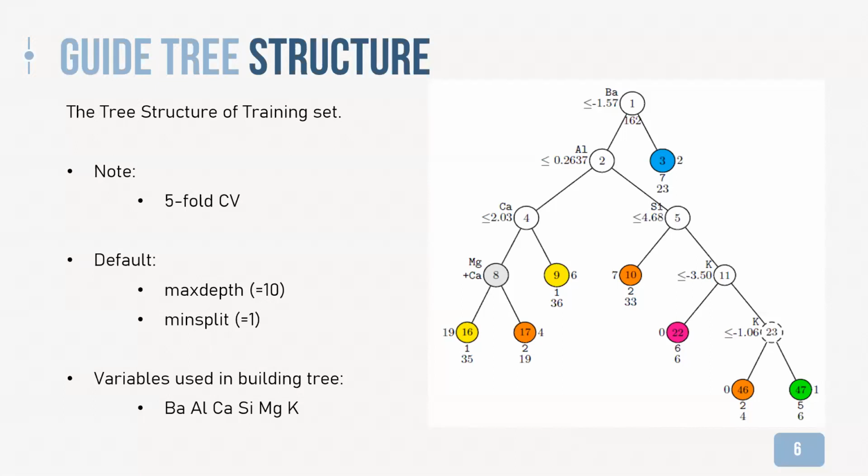And from the tree structure, for the node, if the condition is true, it will go to the left, and if it's not true, it will go to the right for further decision node and decision splitting. And there's one thing to note from this tree structure generated by GUIDE: node number 8 is actually a linear split. That means it's not by a univariate predictor. It used two predictors, magnesium and calcium. So GUIDE will automatically use a linear split whenever it thinks it needs to.